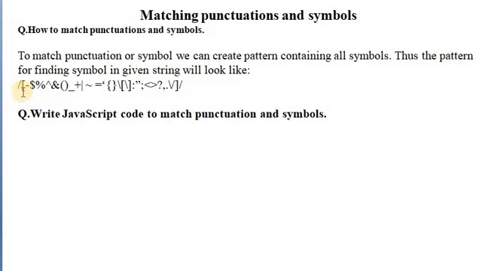Two forward slashes, and between them we write the pattern in a square bracket. Here: hyphen, dollar, percent, exponent, square bracket, dash, underscore, plus. These are the symbols.